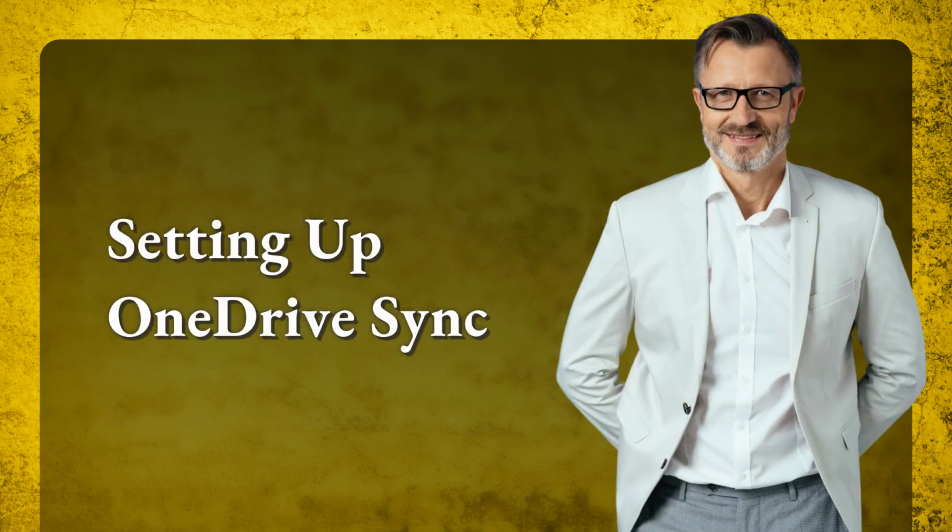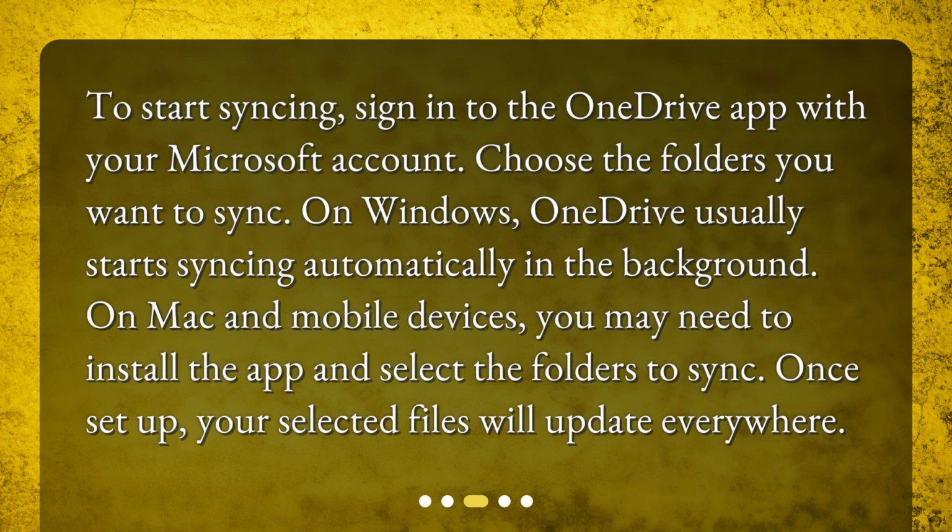Setting up OneDrive Sync. To start syncing, sign into the OneDrive app with your Microsoft account. Choose the folders you want to sync. On Windows, OneDrive usually starts syncing automatically in the background. On Mac and mobile devices, you may need to install the app and select the folders to sync. Once set up, your selected files will update everywhere.